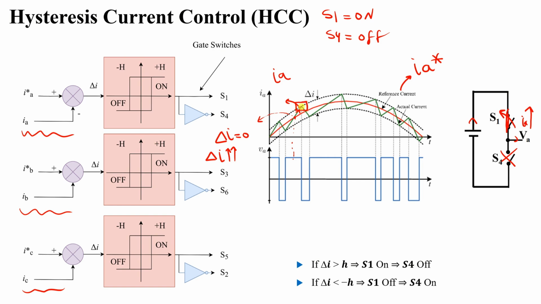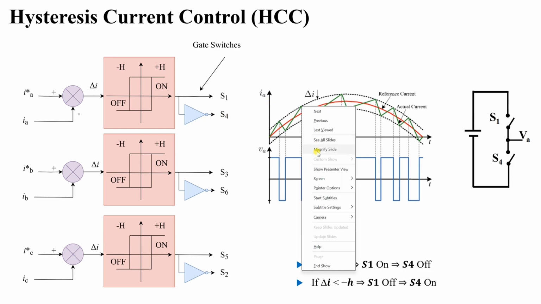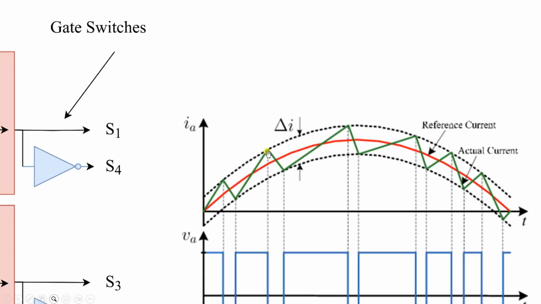At this point here, this is the limit, where you will find that there is a delta I. Let's delete all of this and zoom in here. You will see that at this point there is a delta I between this red line and this green one. This delta I is called H, or the hysteresis band, the gap between the reference value and the actual current. When the current reaches this error H, then we will start to switch to S4, right? Because we don't want it to increase beyond H.